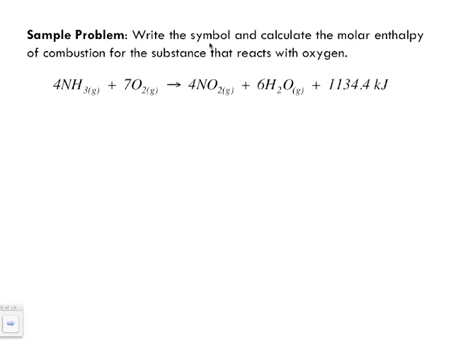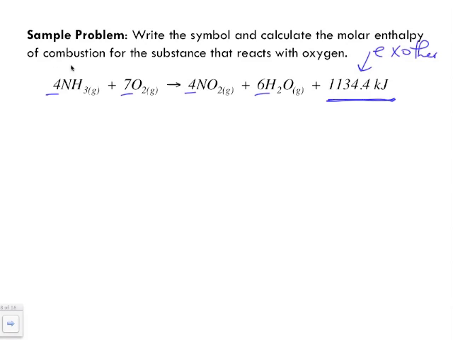Sample problem. Write the symbol and calculate the molar enthalpy of combustion for the substance that reacts with oxygen. So what we have here is the change in enthalpy based on this entire reaction. And because it's on this side, we know that this is exothermic. Right? So it's exothermic, but now we want it to be the molar enthalpy. So we want 1 mole, but if we look at it, we have 4 moles of ammonia reacting with 7 moles of oxygen to form 4 moles of this gas, nitrogen dioxide, and 6 moles of water vapor. Right? So none of them are represented as 1 mole.